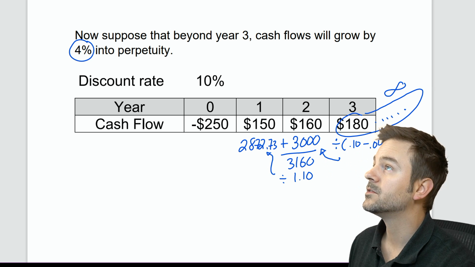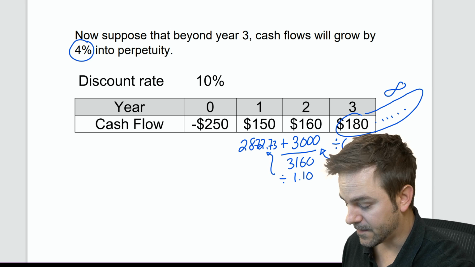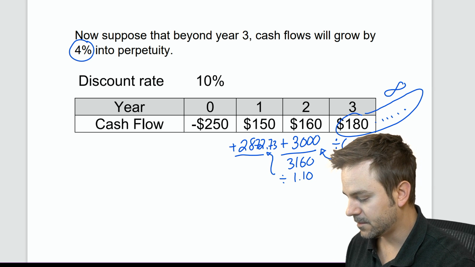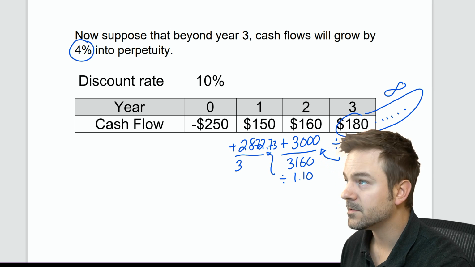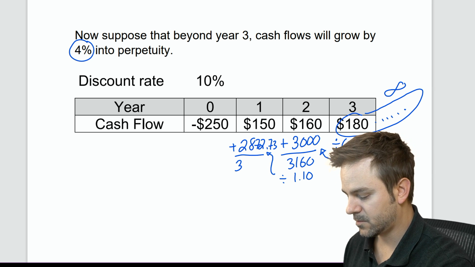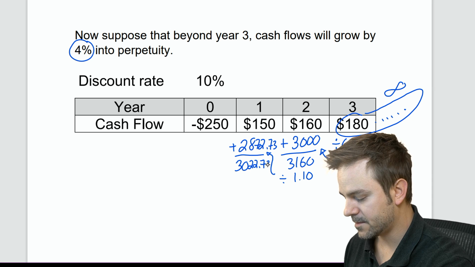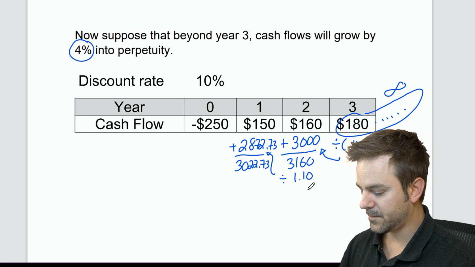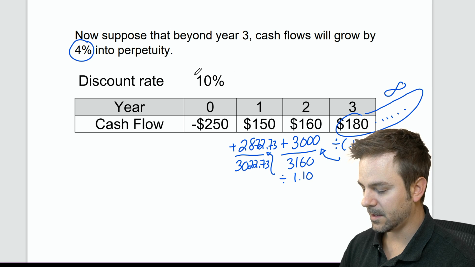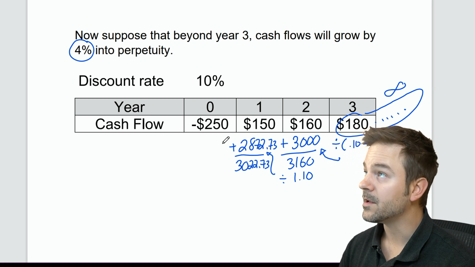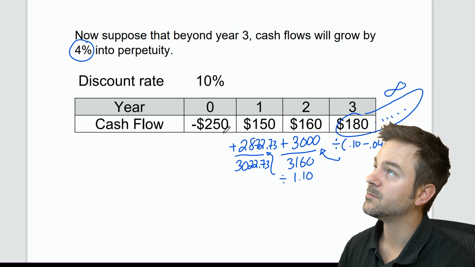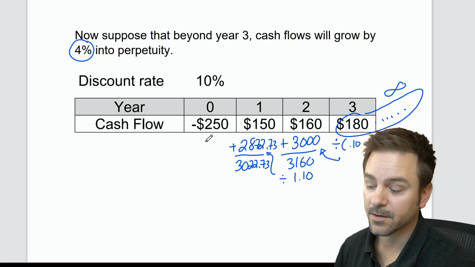Again, we have two numbers at the same point in time, so I'm going to add them together. Let's draw a line and add 150 to that. That gives us 3,022.73. And now we just have to do one more of these where you divide by 1 plus the discount rate, and that's going to move us over to year 0, and then we can net that against the cost of the investment, which is 250, and you'll have your net present value.